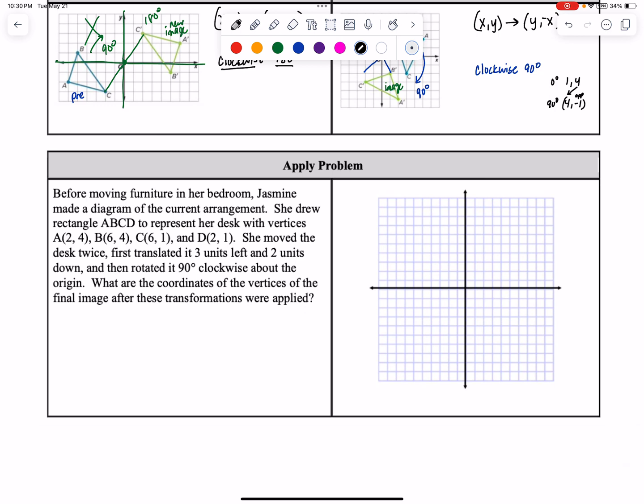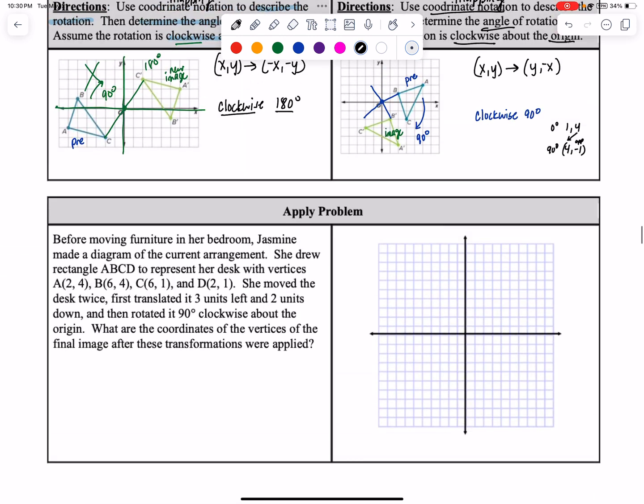Okay, here's your last one, which is an apply problem. And then we're all done with this lesson. I know it was a longer one, but if you're still hanging in there with me, you're doing really well. Okay, all right, before moving furniture in her bedroom, Jasmine made a diagram of the current arrangement. She drew a rectangle ABCD to represent her desk with those specific vertices. She then moved the desk twice. First, she translated it, then rotated it. What are the coordinates of the vertices of the final image after all these transformations were applied?